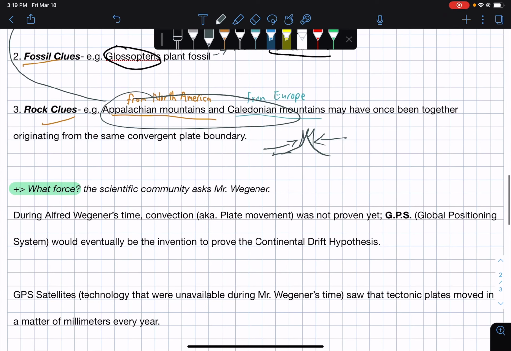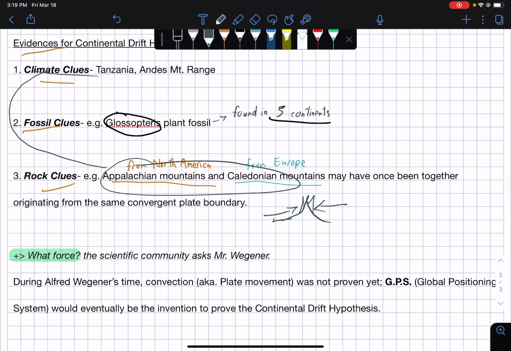But even so, you might ask what force? The scientific community would also ask the same thing to Mr. Wegener. Unfortunately, during Wegener's time, convection, or in other words, the reason for plate movement, wasn't proven yet.